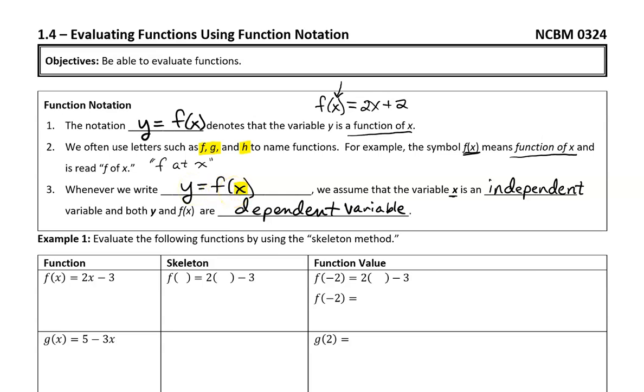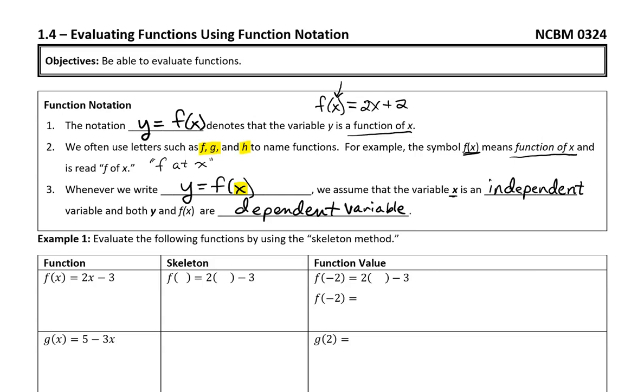Let's see how this works. Example 1. Evaluate the following functions by using the skeleton method. So the skeleton method is going to help us as we're starting off using this function notation for the first time. Once you get the hang of it, you may not need it, but it's a good place for us to remember what this function notation is representing and how to actually apply it.